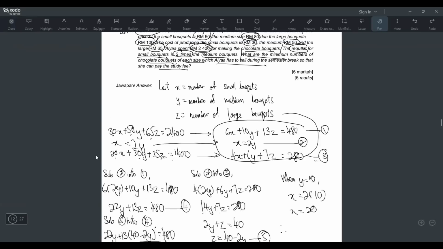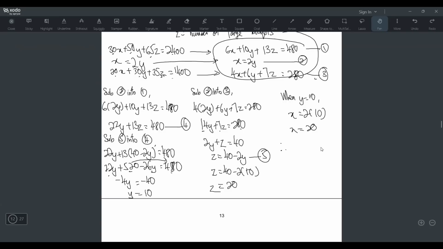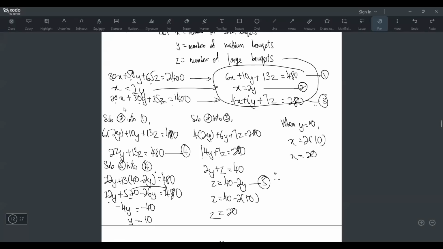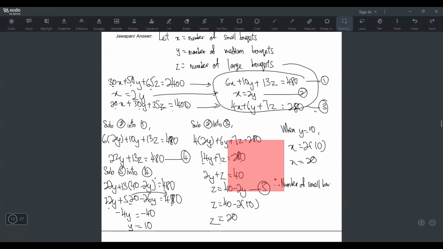Now it's time to write the final answer. Okay, this x, y, z, you cannot just write x equals 20, y equals 10, z equals 20, because if you write like that, no one knows what the x, y, z represents. So what you should do is you should write down number of small bouquets like this. If you want to get full marks, you should write number of small bouquets. Okay, I need space. Right, let me make space.